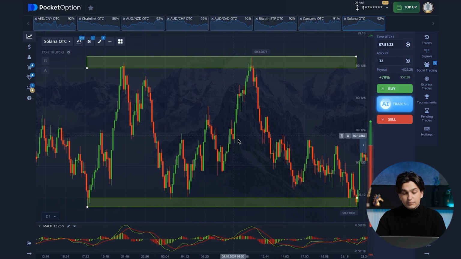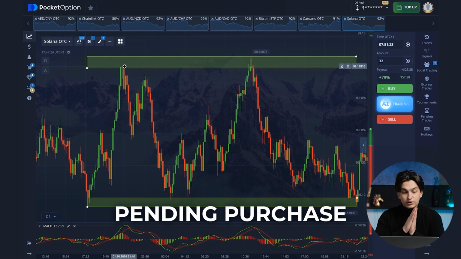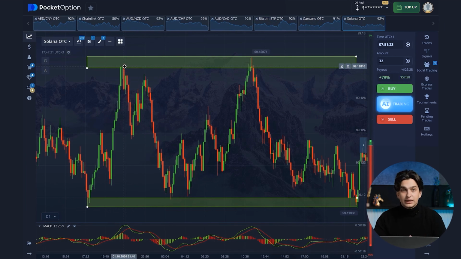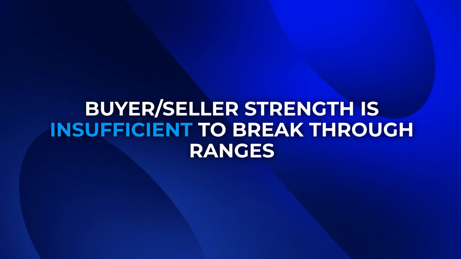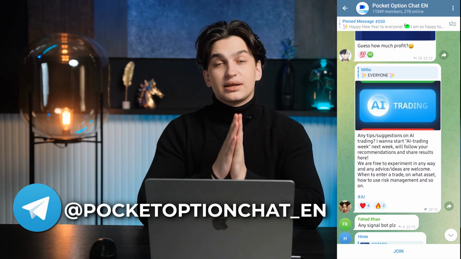So we can decide to make a purchase not just at the market price like on our platform, but we can place, so to speak, our request to buy this asset at a price, say, of $100. This is what is called a pending purchase. When a large number of pending buy orders or pending sell orders accumulate, such levels are formed. So it's just that the strength of buyers, or conversely the strength of sellers, isn't enough to quickly overcome these ranges.